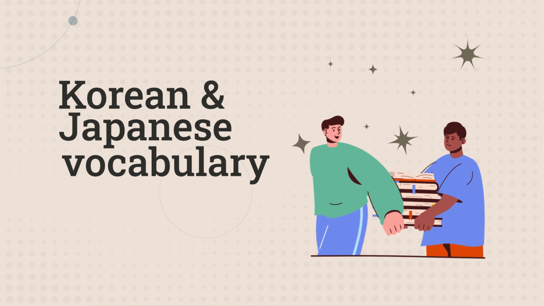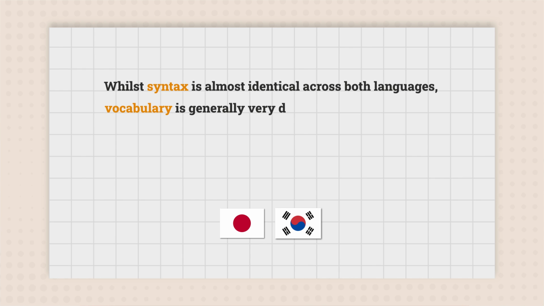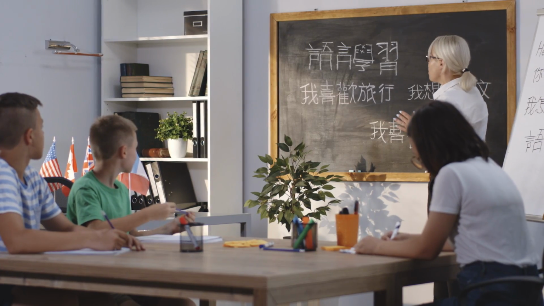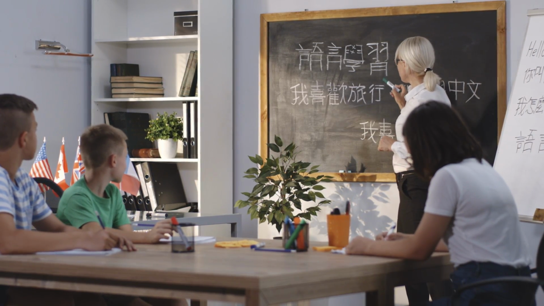Alright, so what about Korean and Japanese vocabulary? While syntax is almost identical across both languages, vocabulary is generally very different. And even though many words are related, the pronunciation of these words is often so different that a speaker of Japanese would be unable to understand the same word said in Korean and vice versa. But as we've discussed, loan words from Chinese mean that crossover is almost always inevitable.